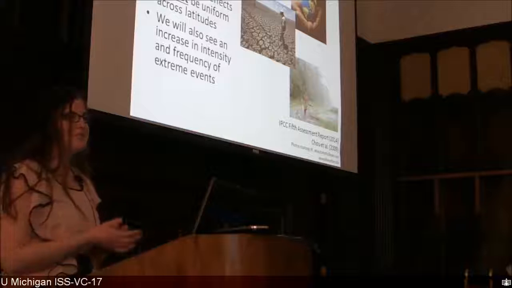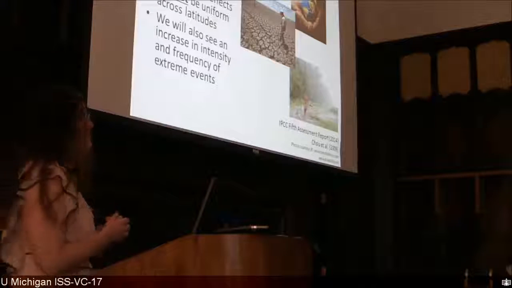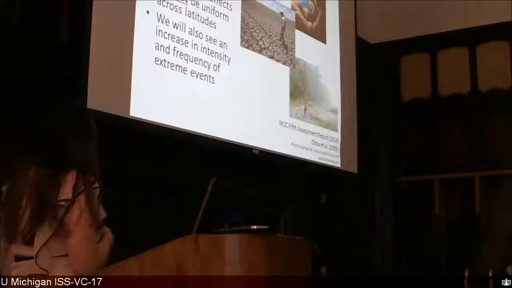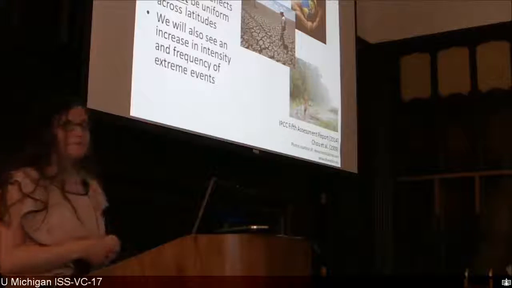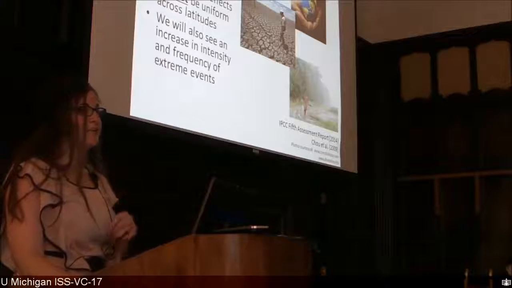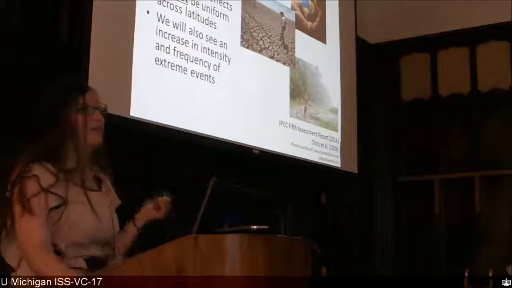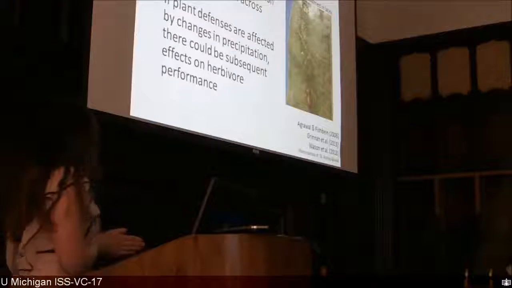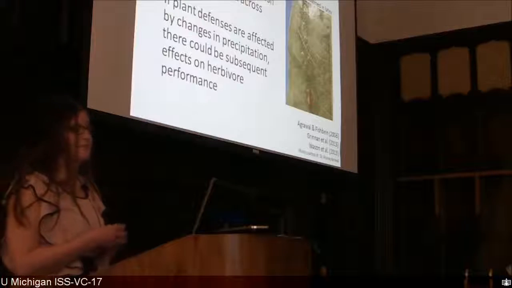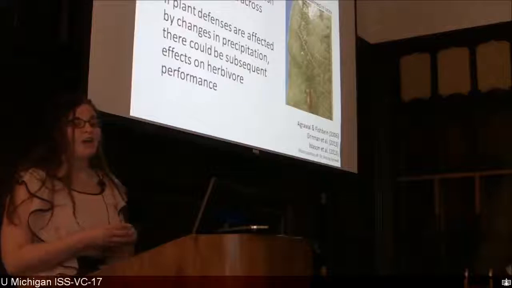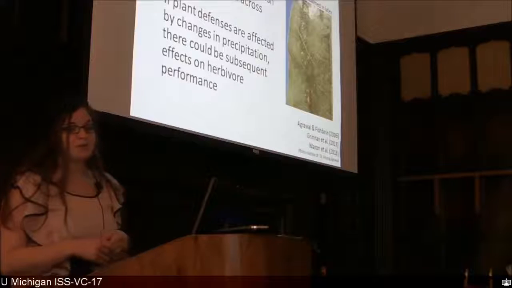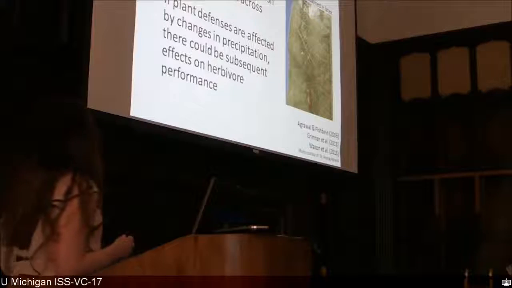However, we know that precipitation is different across regions, and so we're expecting these changes to be different across regions and latitudes. In addition to average changes in precipitation we're also going to see increases in intensity and frequency of extreme weather events, such as flooding and drought. So how will plants be affected by this? We know that plants have evolved multiple mechanisms to deal with water stress, herbivory, all that good stuff. So if precipitation is changing, we would expect that those mechanisms would also change as well, and across different latitudes.